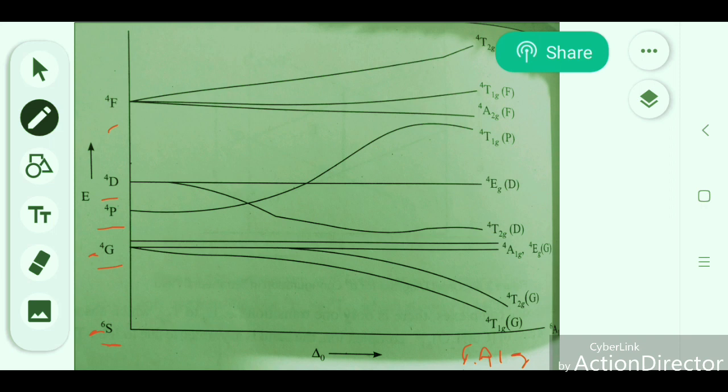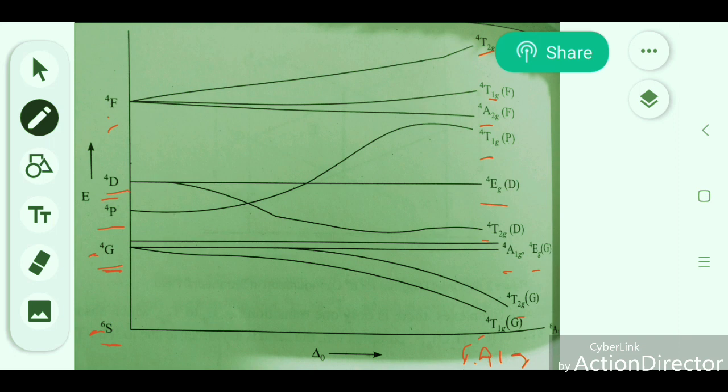So this 4G splits into four terms: A1g, Eg, T2g and T1g. We have already taken the Mulliken terms in the previous lecture. And the 4P term will split into only one term, that is the T1g term. 4D will split into E and T2 terms. And the F term will split into A2, T1 and T2. So it becomes this complex type of Orgel diagram.